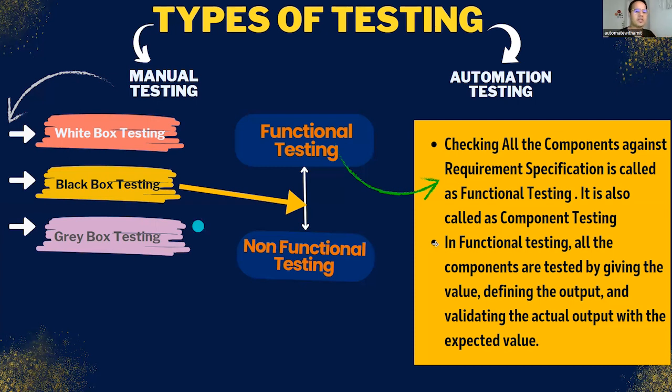So in functional testing, again, all the components are tested, and that's why it is also called component testing. And in functional testing, all the components are tested by giving the value, defining the output, and validating the actual output with the expected value. Okay, so that's functional testing.